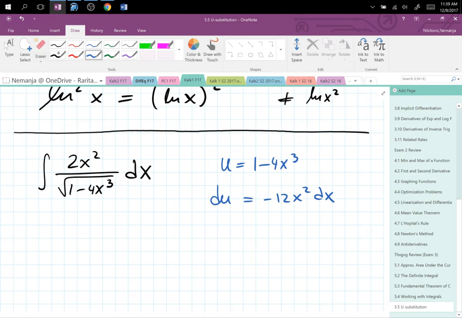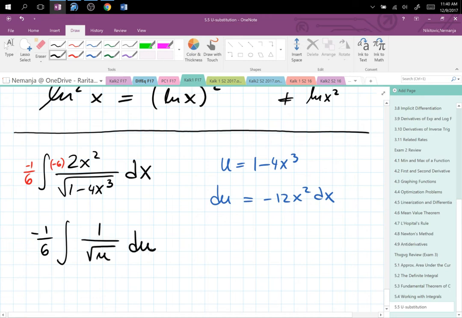Okay, so I need negative 12x squared. I have 2x squared. That means negative 6, and negative 1 over 6 to balance it. So now negative 6 times 2x squared is going to create negative 12x squared, which I need. So what is this now? It's negative 1 over 6 integral of 1 over square root of u du. This entire peanut over here is du.